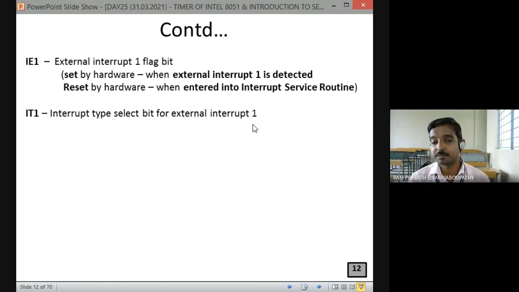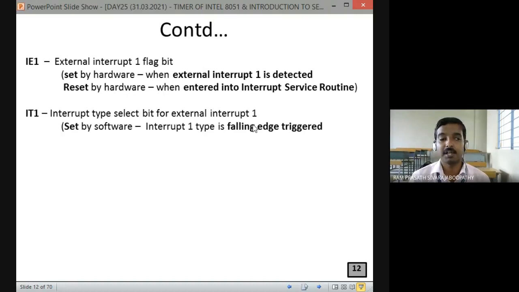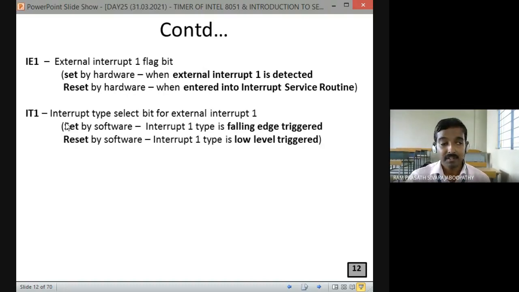RST 5.5, 6.5, and INTR level sensitive. There we cannot program the sensing of the interrupt, but here we can program. If I set the bit, the interrupt will be sensed during the falling edge. Whenever a falling edge happens at the interrupt pin, it is going to be sensed. Then if I reset it, it means that when a low level is maintained, it is considered as an interrupt. Is it clear to everyone?